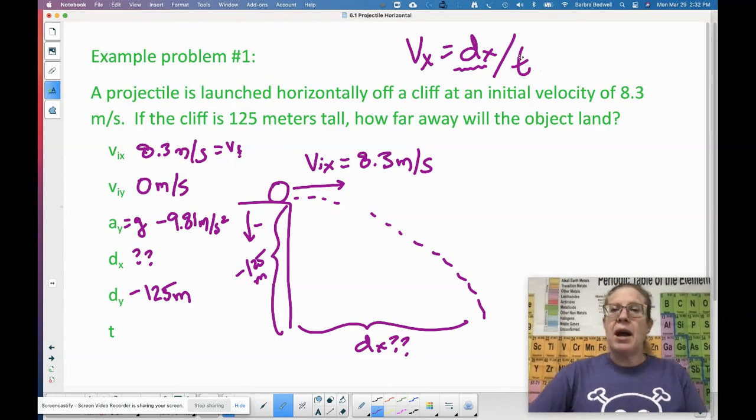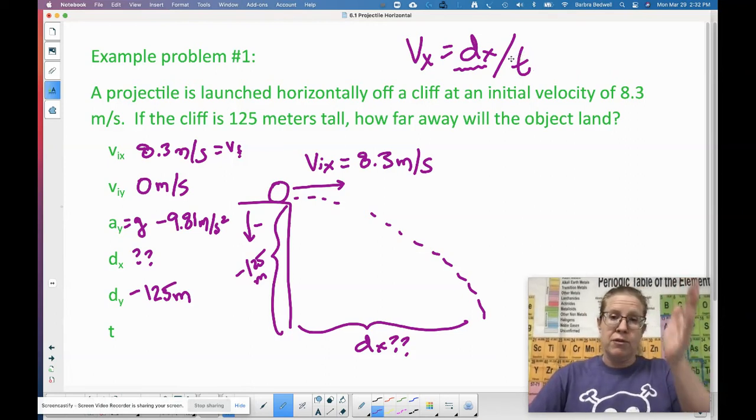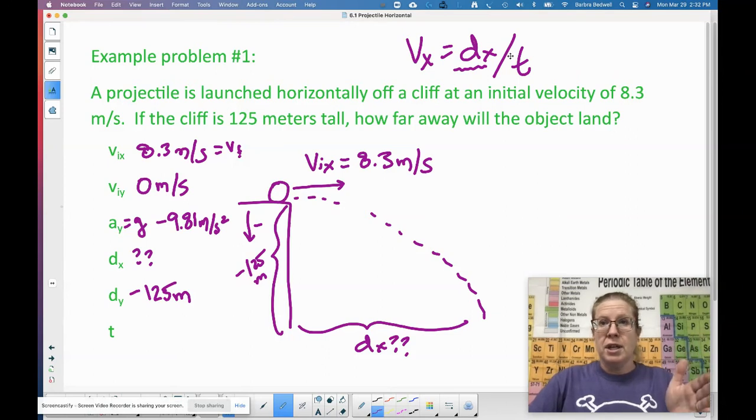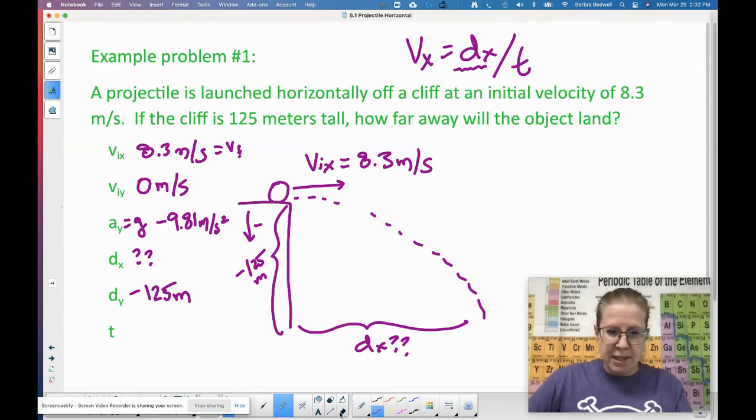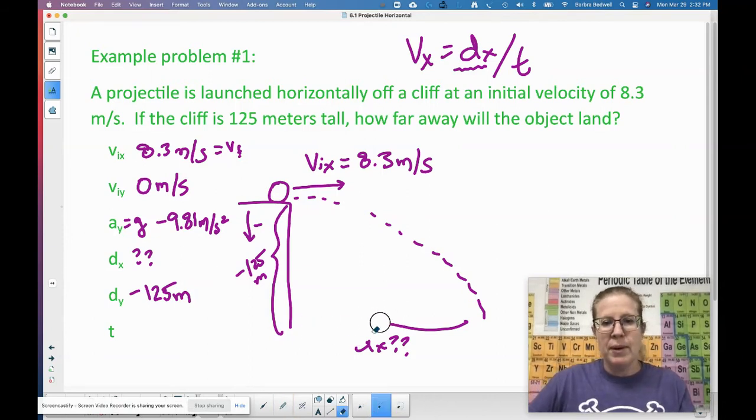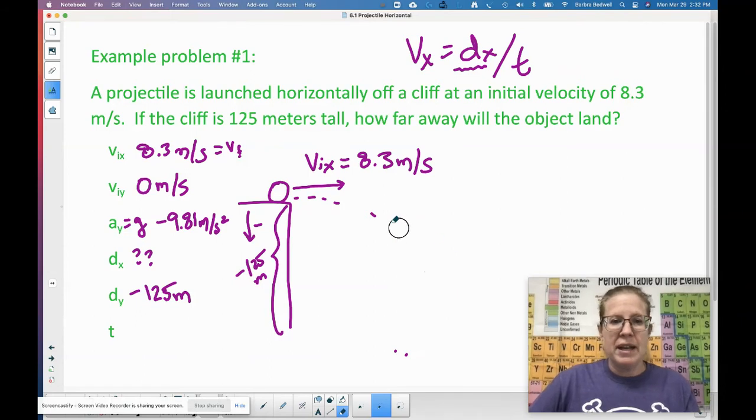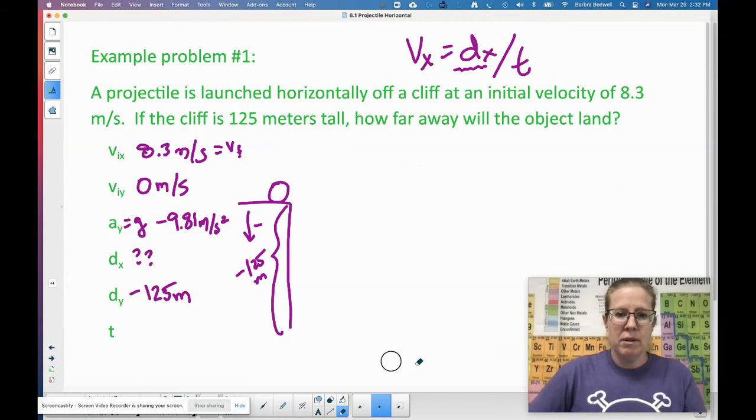So that means we're now going to need to use some of our vertical information and focus there first. Again, if our final question is asking about a horizontal component, we're probably going to solve for the vertical component first. So let's take a look. What do we know vertically? I'm going to erase some of this stuff so we can figure out that part.